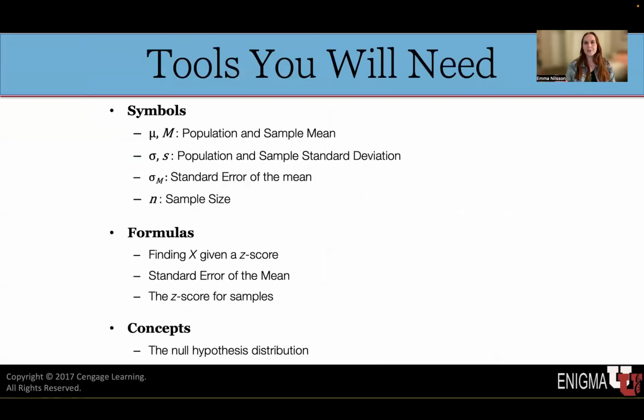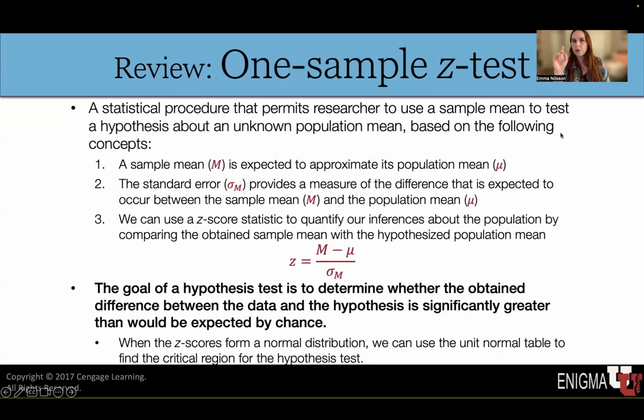So today, the tools that we're going to need, as per usual, are these symbols, the population and sample means, as well as population and sample standard deviations. A reminder, this sigma sub M is the standard error of the mean, which, if you need a refresher on that, go back to a couple lectures ago. And then n is our sample size. Then we're going to use these formulas and these concepts. So, really quick review slides.